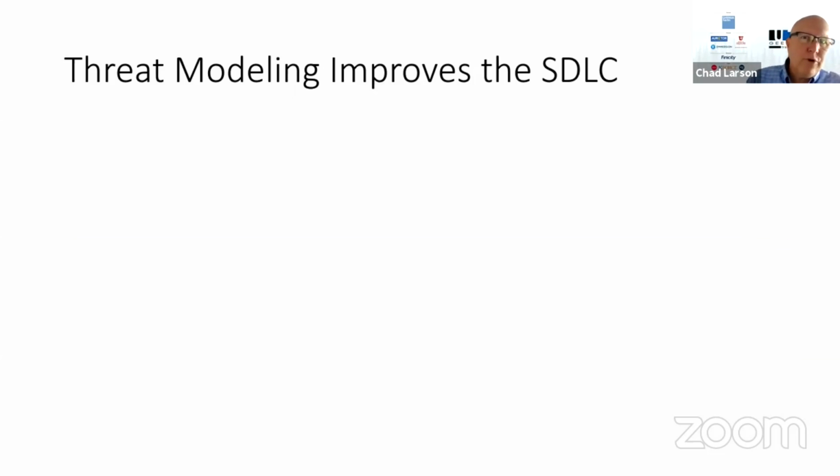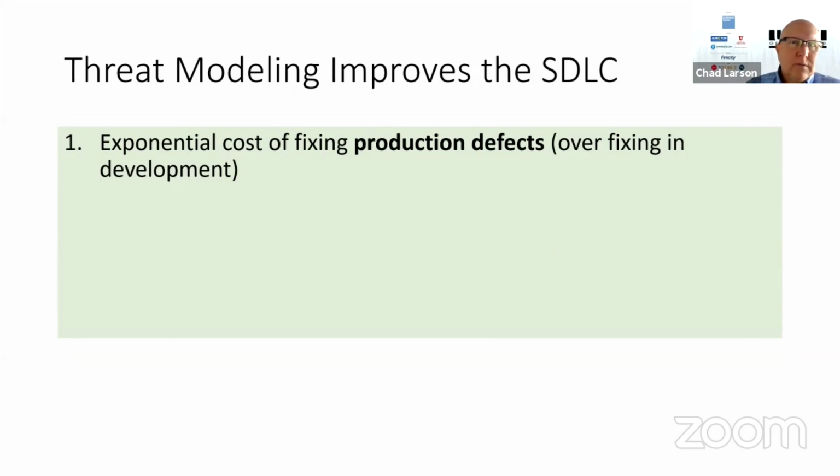Threat modeling improves the SDLC, the software development lifecycle, in the following ways. First of all, there's a huge cost of fixing bugs or defects that have made it all the way into production. Usually we have to stop the presses and stop any current sprint work we're doing. Maybe there's some leaks or other information that we have to report to the public. So it can be quite costly if we let bugs get out that far into production.